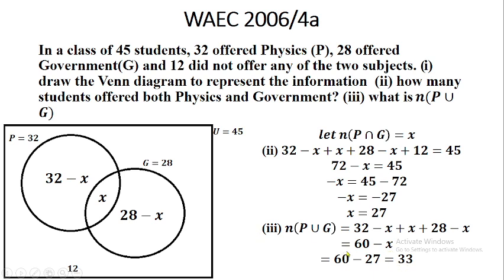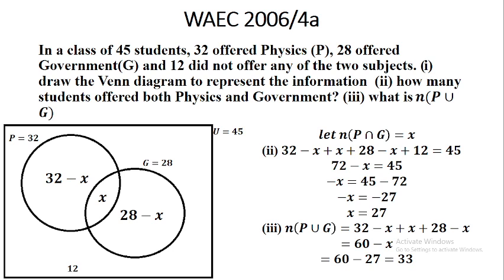If you don't want to do it that way, you can say this is 32 minus S, you rewrite it, plus S plus 28 minus S. Then collect like terms. 32 plus 28 will give us 60. Minus S plus S gives us 0. 0 minus S will give us minus S. So put your S, your S is 27 here. You have 60 minus 27, that gives us 33.